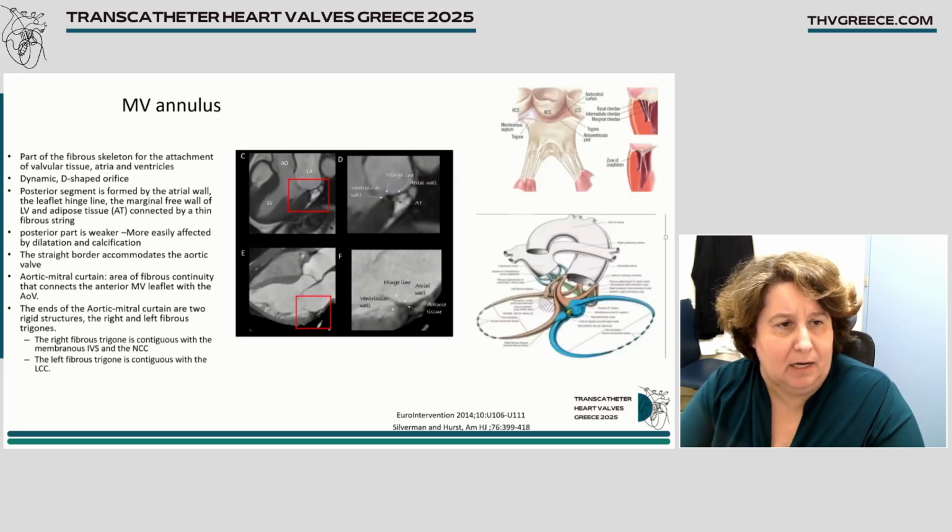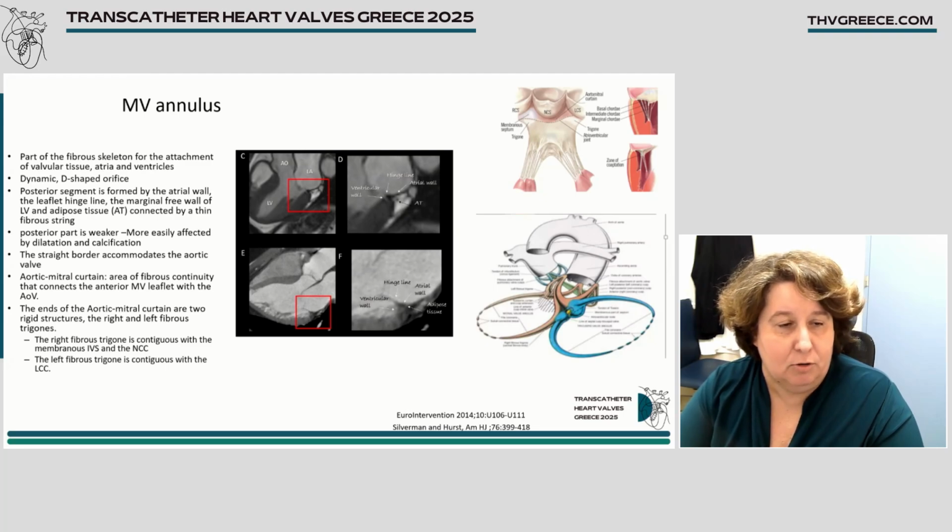First of all, the mitral annulus is part of the fibroskeleton for the attachment of the valvular tissue, the atria and the ventricle. It's disc-shaped with a curved part in the posterior part of the annulus and a straight part in continuity with the aortic valve.